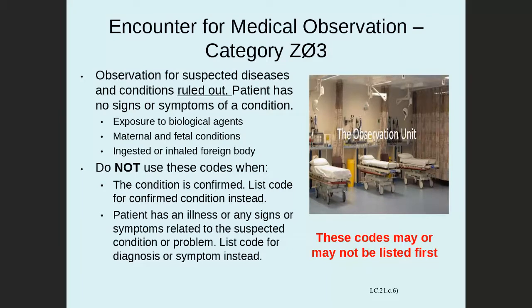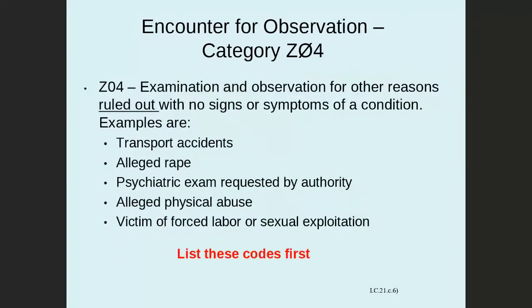Don't use these codes if the patient has a confirmed condition. Remember, we said ruled out, no signs or symptoms. Those are requirements to use these codes. You don't use these codes if the patient has an illness or signs or symptoms related to a suspected condition. Signs or symptoms, so list instead what's wrong in this case.